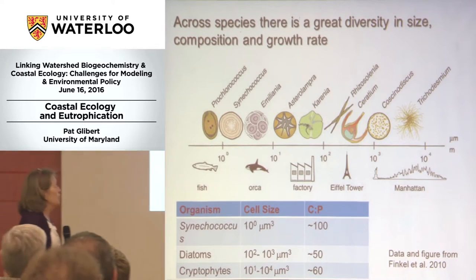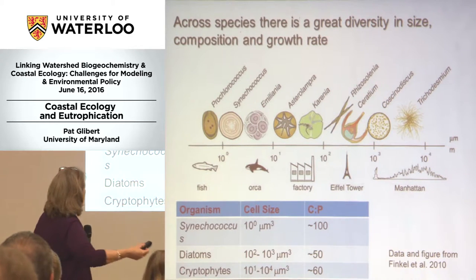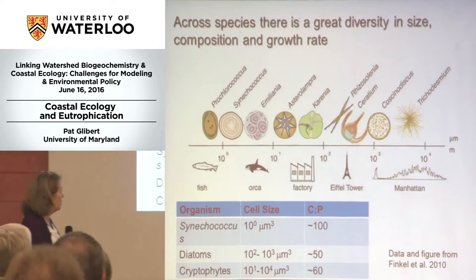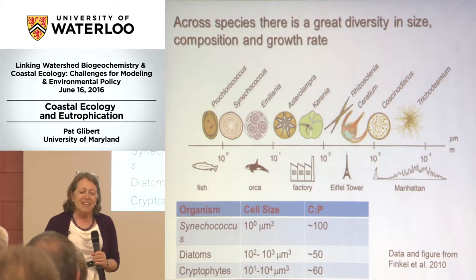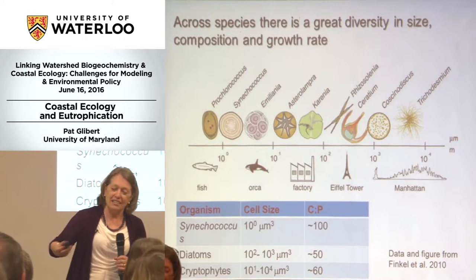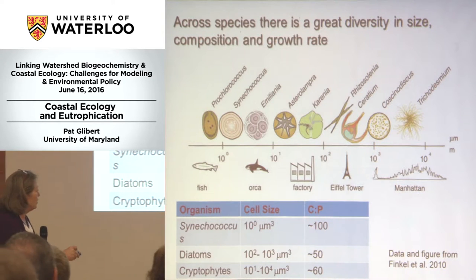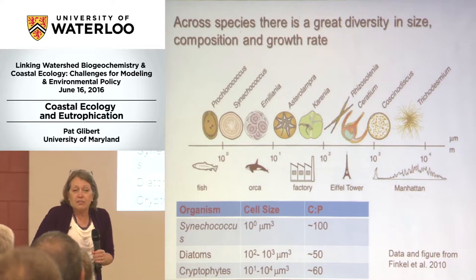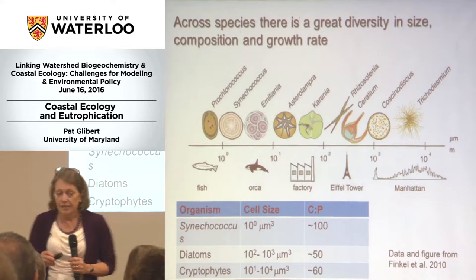But we know that there's a great diversity of phytoplankton in size, in growth rate, in composition. I love this figure published by Zoe Finkel a couple of years ago, showing the diversity of phytoplankton sizes in relation to common things that you might know about. This change in cell size and composition also relates to their chemical composition. So for example, diatoms have a carbon to phosphorus ratio of about 50, whereas Synechococcus, it's about 100. That has consequences.